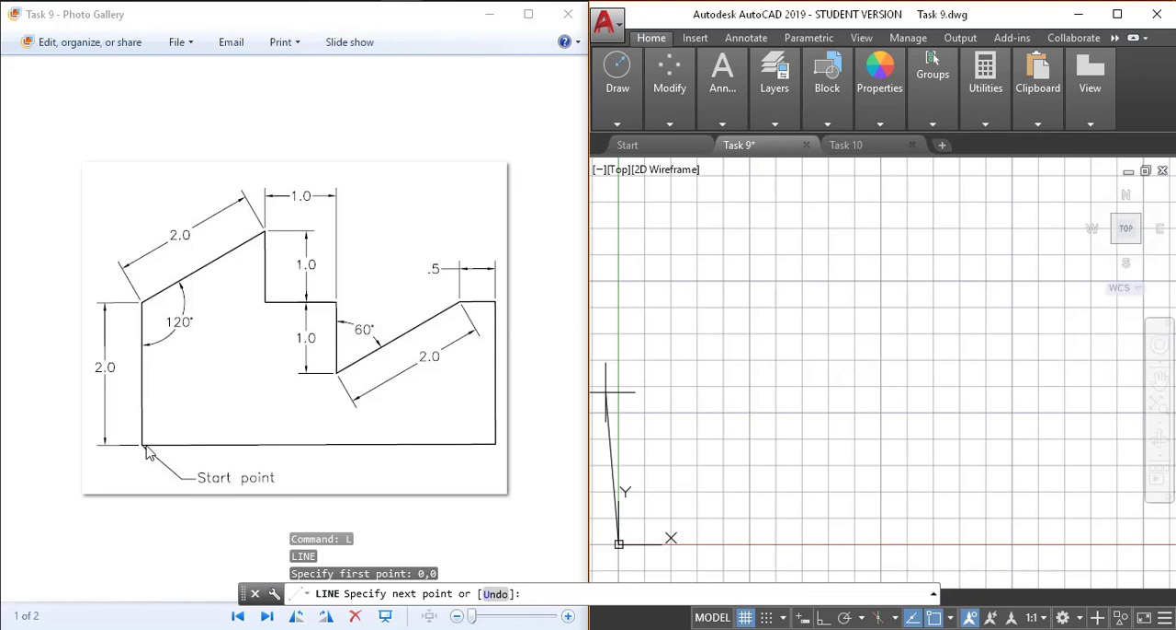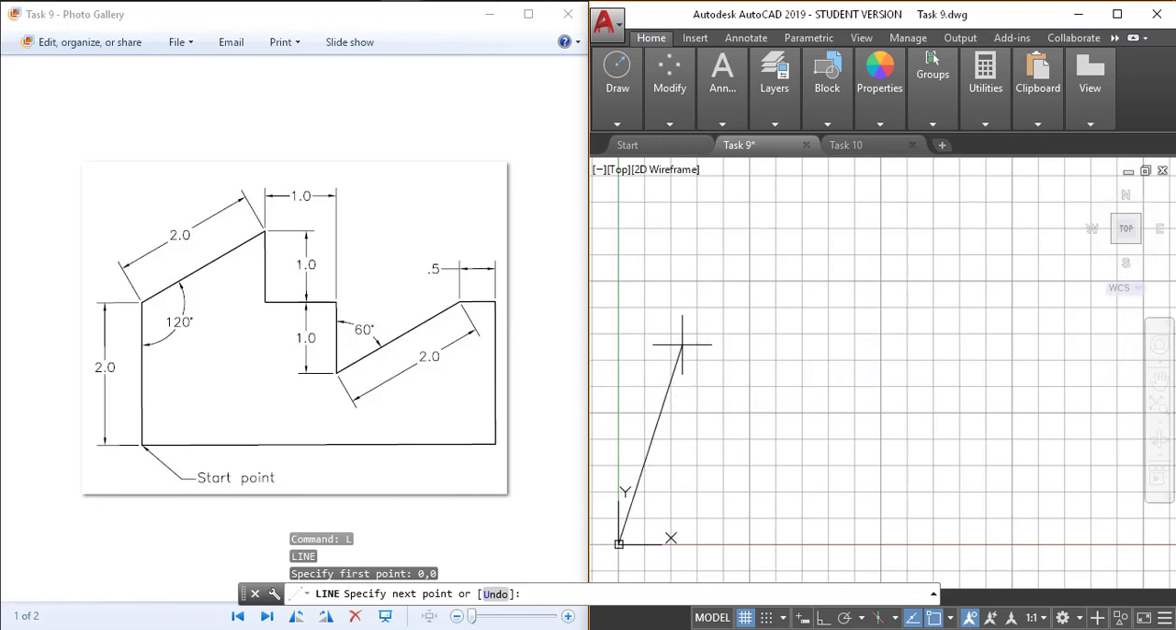If we go in the counterclockwise direction, we can see that the direct dimension or direct length of this line is not given. Although we can calculate it by adding the x components of all the inclined lines and horizontal lines, this will be very difficult. So the most suitable direction for this drawing is moving clockwise. It means we will start from here, draw this line first and then this line and so on.